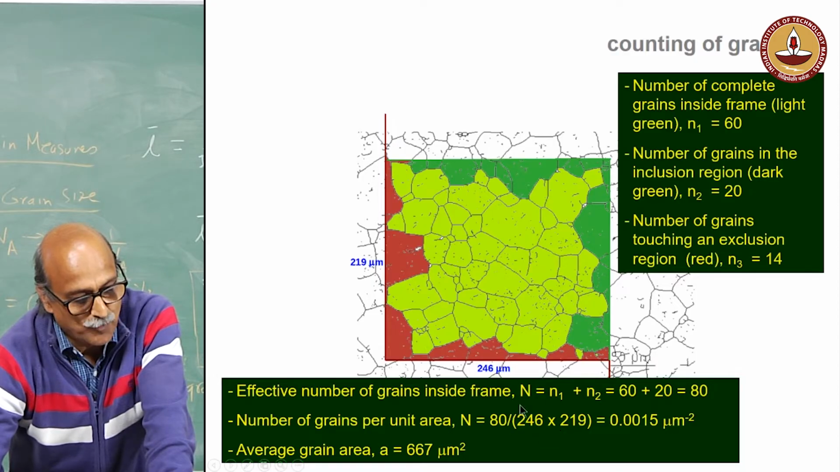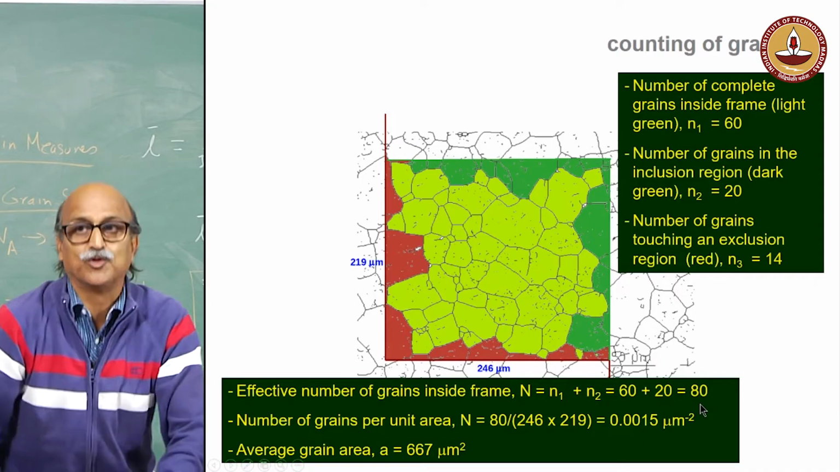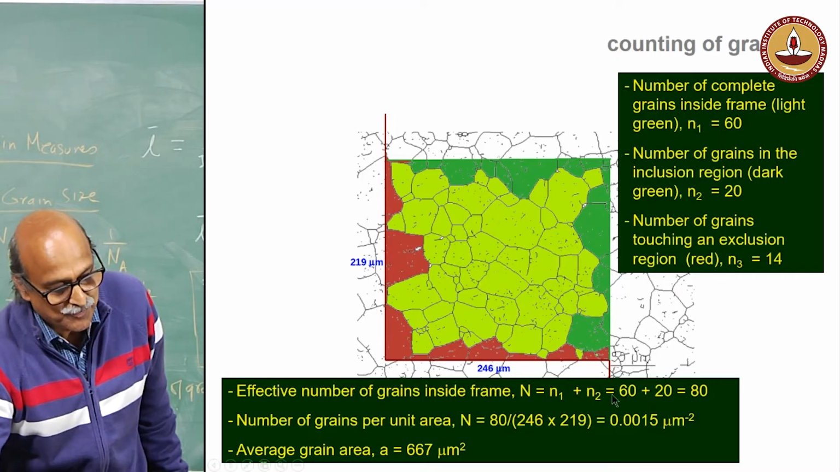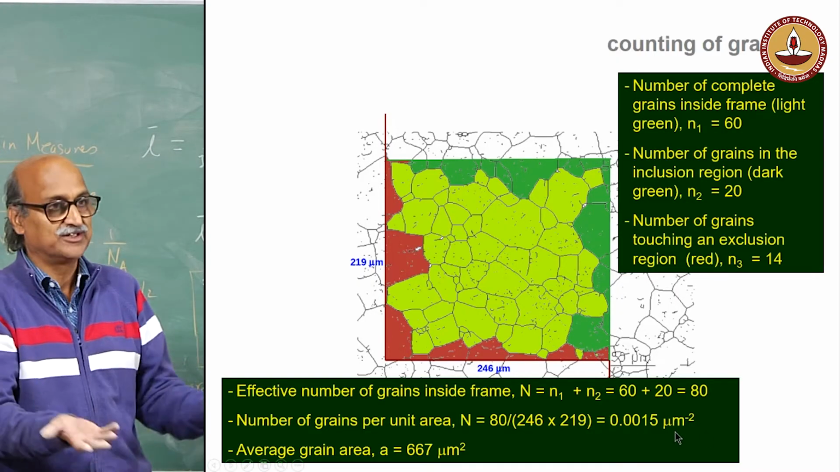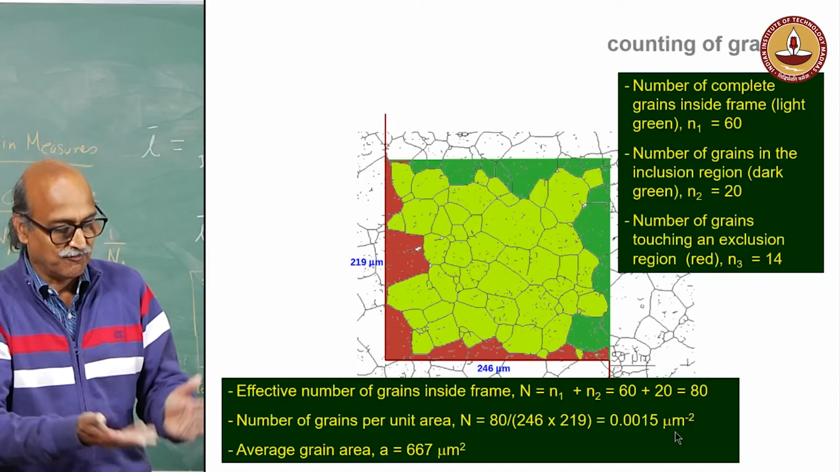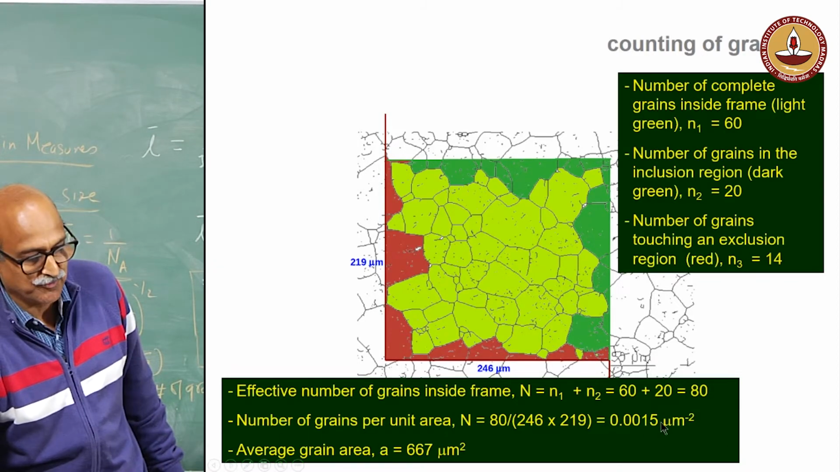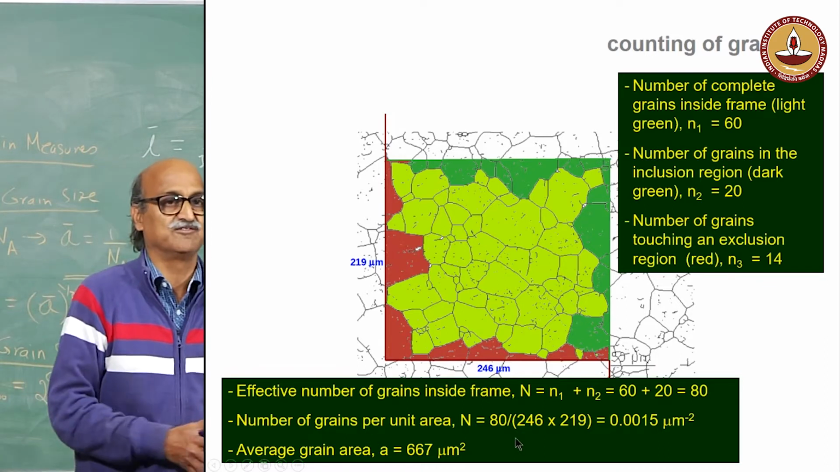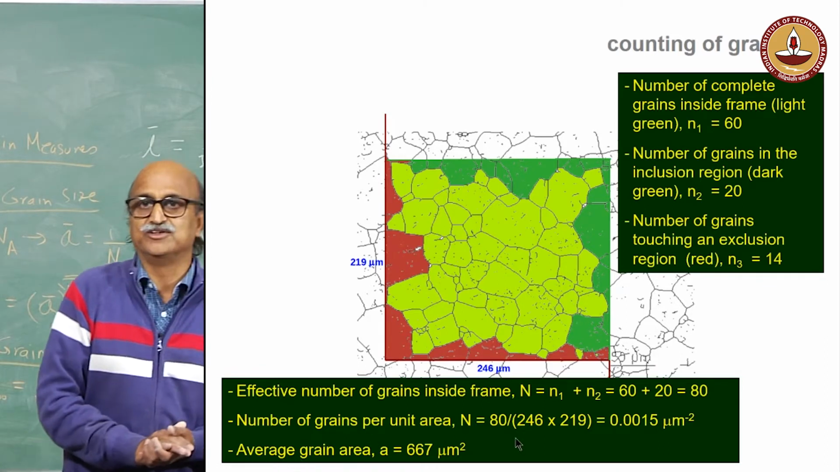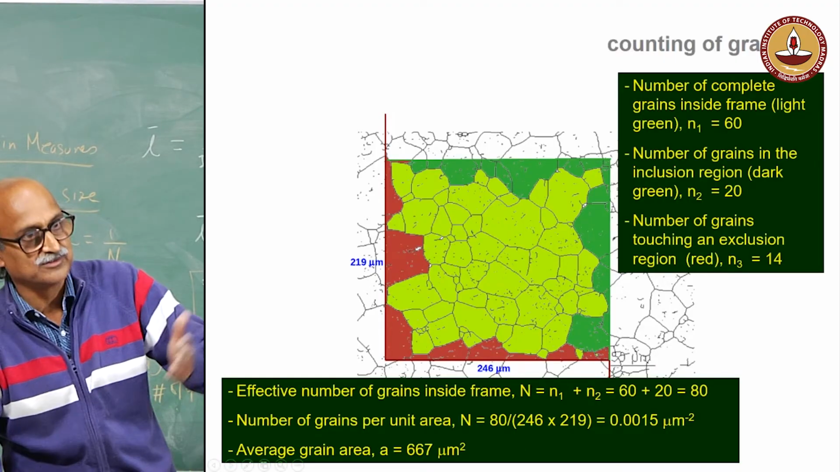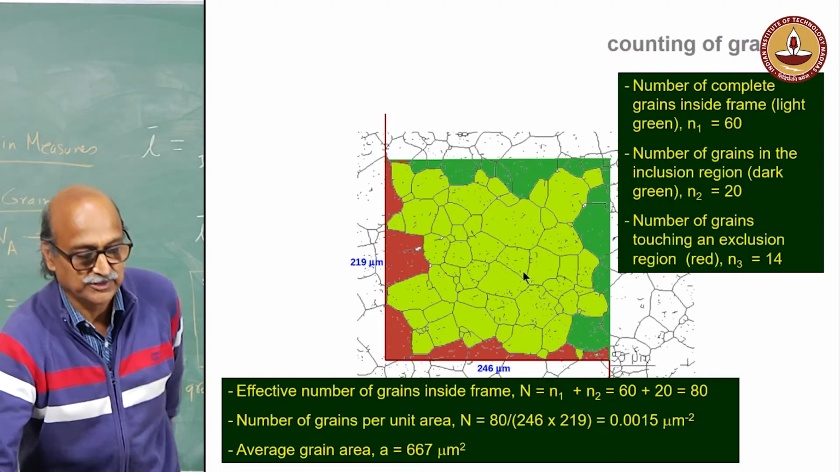If I now divide by the area of the frame, which is 246 into 219 micrometer square, I will get a result of 0.0015 per micrometer square. This is essentially Na. 1 upon Na is the average grain area. So, 1 upon 0.0015 gives me about 667 micrometer square as the average area of the grain. From here you can go to ASTM grain size and any other parameter that you wish to.